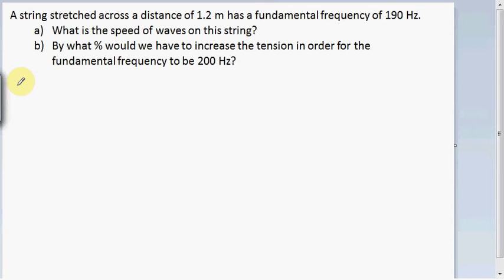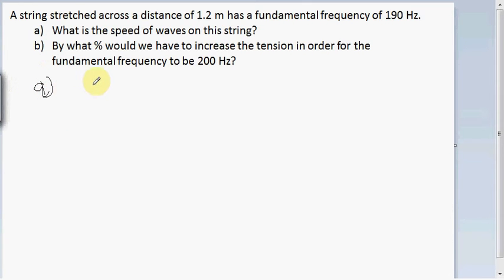Okay, this one's going to be a standing wave problem. It's a problem involving a standing wave on a string. A string stretched across a distance of 1.2 meters has a fundamental frequency of 190 hertz. We want to calculate a couple of different things here. First of all, we want to know what is the speed of waves on this string. And second, by what percent will we have to increase the tension in order for the fundamental frequency to be 200 hertz? All right, so let's get started.